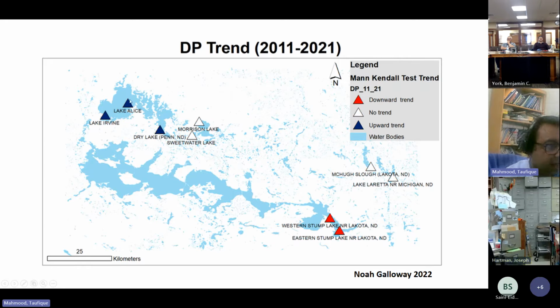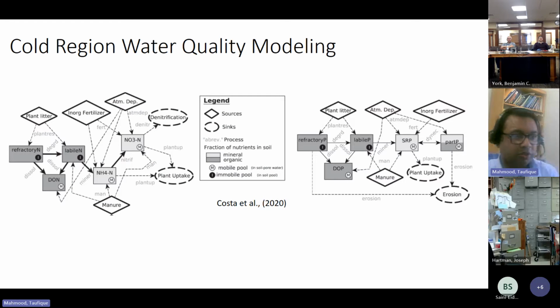Total dissolved phosphorus trend: again, Lake Alice and Irvine have a higher trend, with the dissolved phosphorus concentration rising, while in Stump Lake and the Eastern Stump Lake area there is a downward trend. We also try to model this nutrient export through a cold region water quality model.